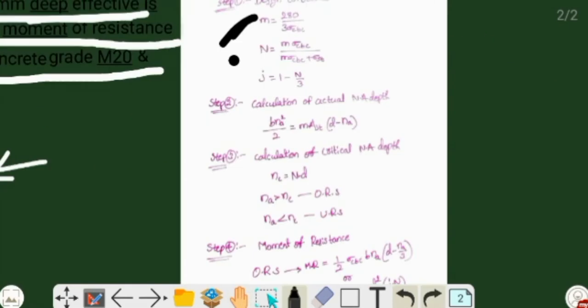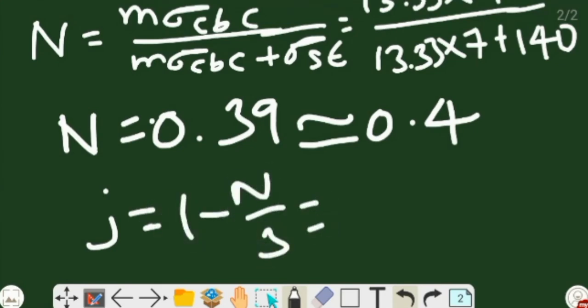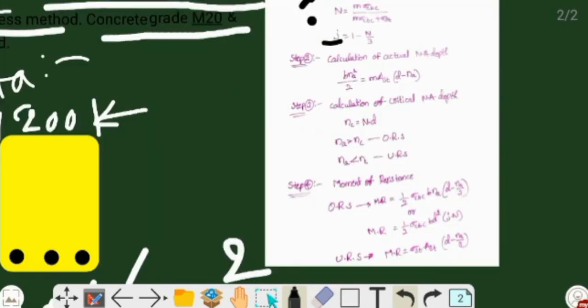Next design constant is the lever arm factor j equal to 1 minus n by 3. n equals 0.4, so 1 minus 0.4 by 3. We get j equal to 0.867. Next step is to calculate the depth of the actual neutral axis.